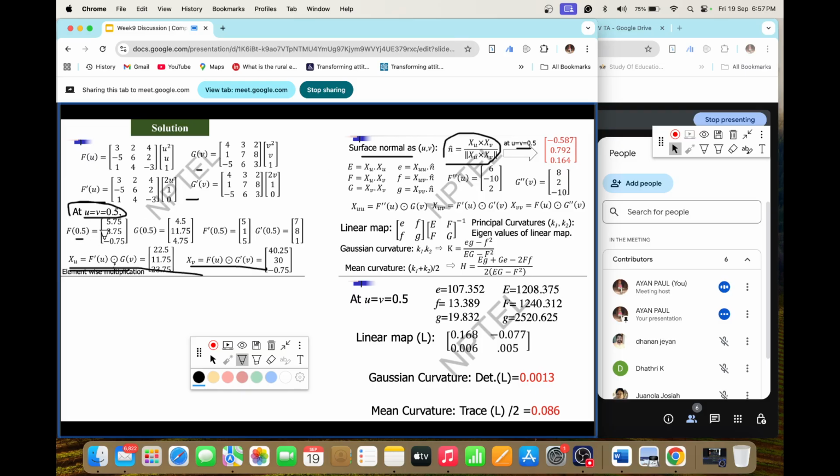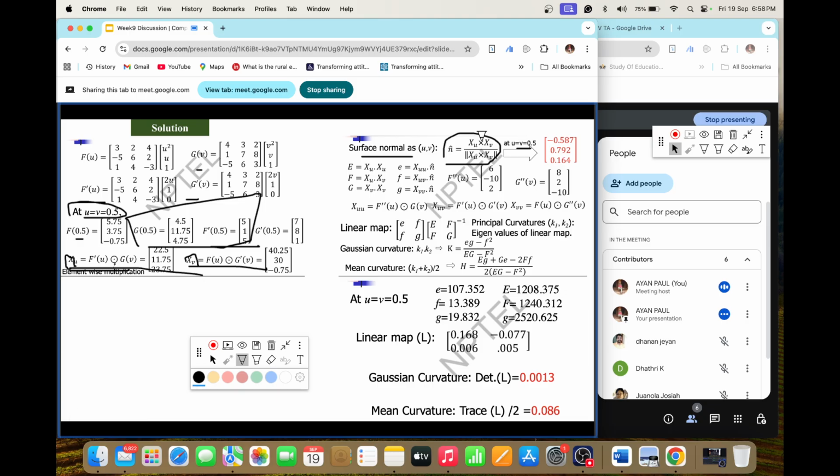So from this, just multiply this f dash u and g(v). First you calculate this, just do the dot product. Dot product means just element-wise multiplication. That means 4.5 into 5, 11.75 into 1, 4.75 into 5. By that you can calculate the capital X u. Similarly, X v you can calculate by this f(u) into g dash v, so by this you can calculate the X v.